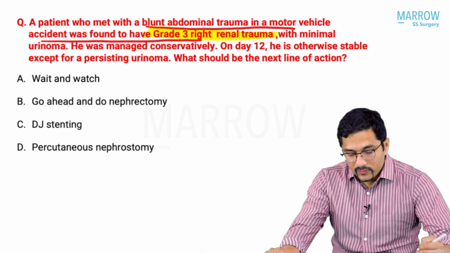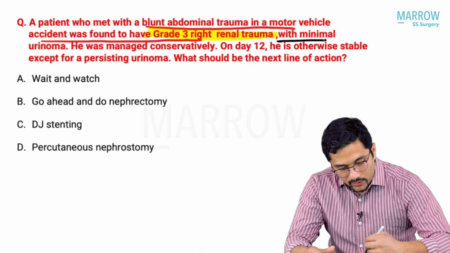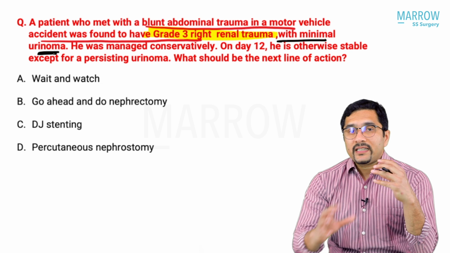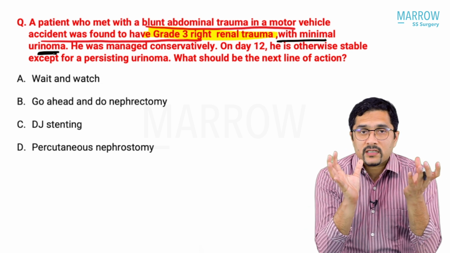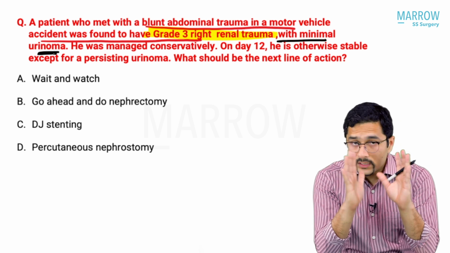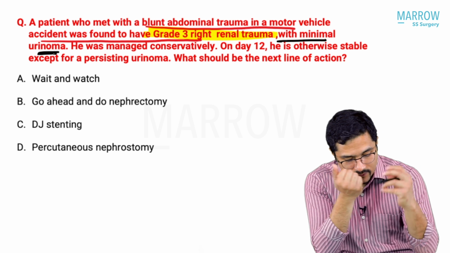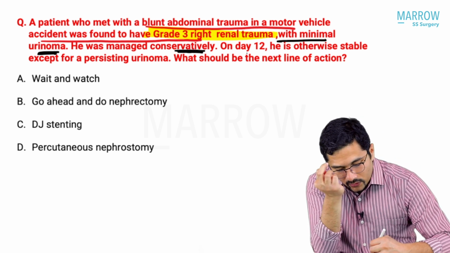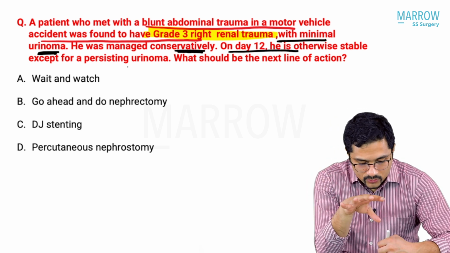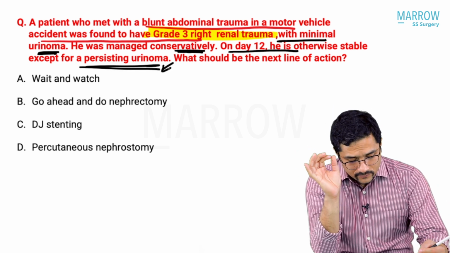So there is grade 3 right renal injury and there is a minimal urinoma. Because of grade 3 there is urinary extravasation and that is collected there and formed a urinoma. Patient is non-infected, no features of infection. Patient was managed conservatively. On day 12, again the urinoma is persisting, but otherwise the patient is fine.